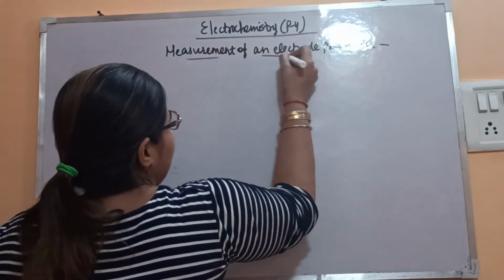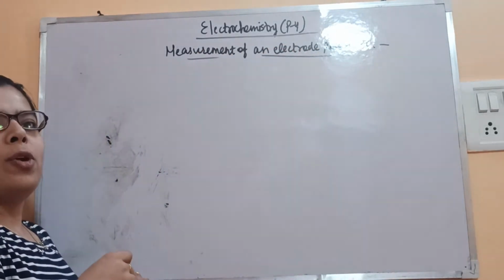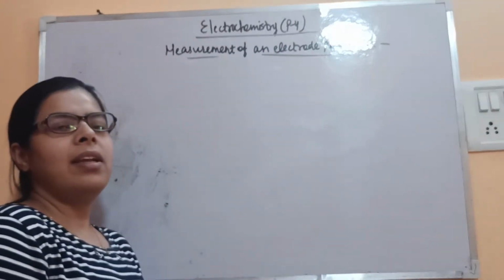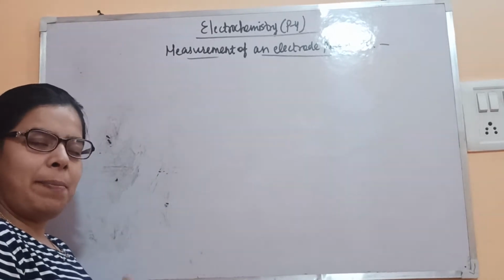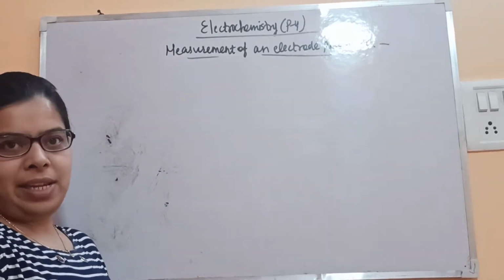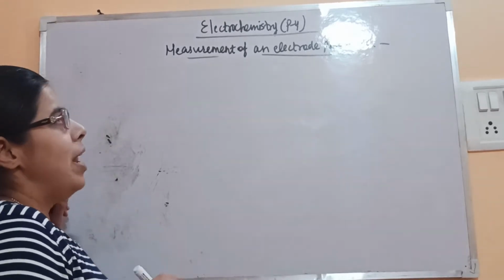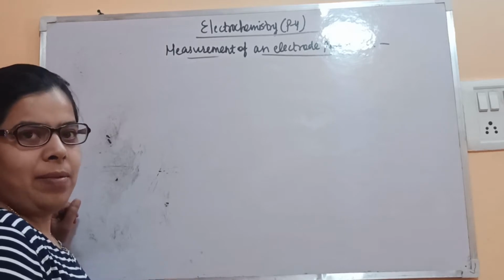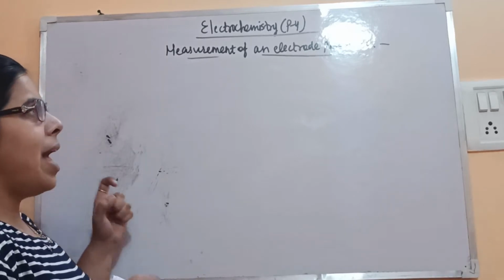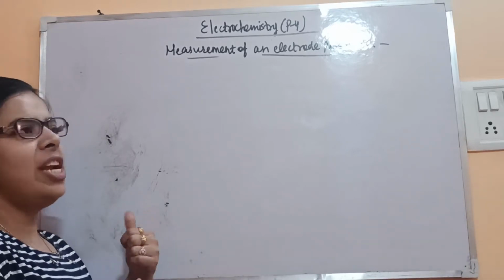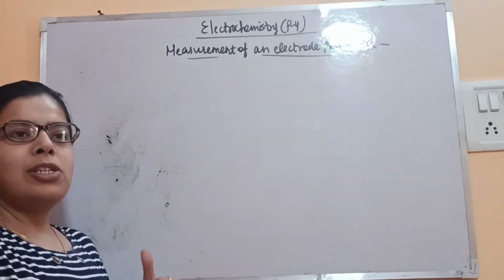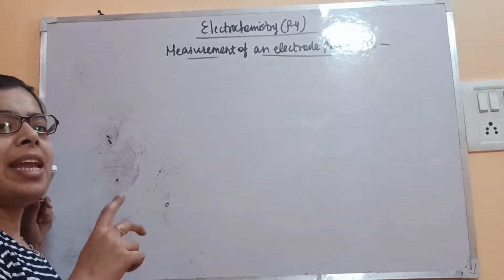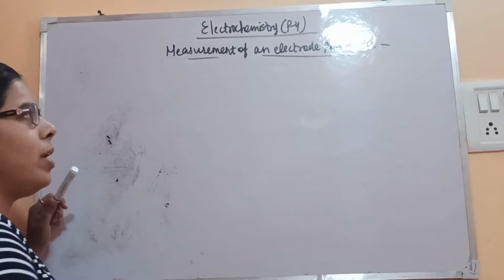Now the value of the electrode potential, whether it is electron accepting tendency or electron donating tendency, cannot be determined experimentally with accuracy. So you can say that the accurate value of the electrode potential cannot be determined from the experiment. So how can it be determined? We'll see that. Before that, let's see why it cannot be determined experimentally with accuracy.